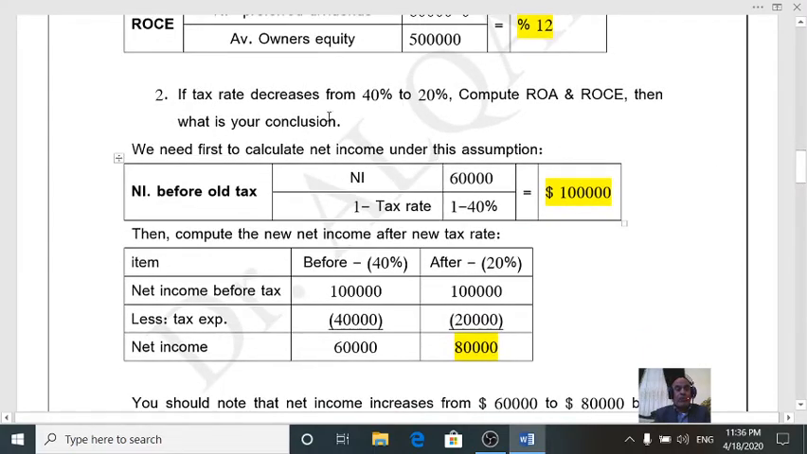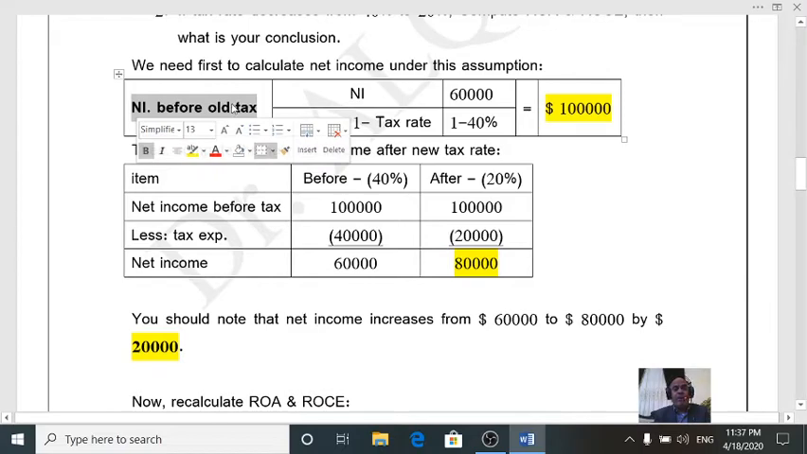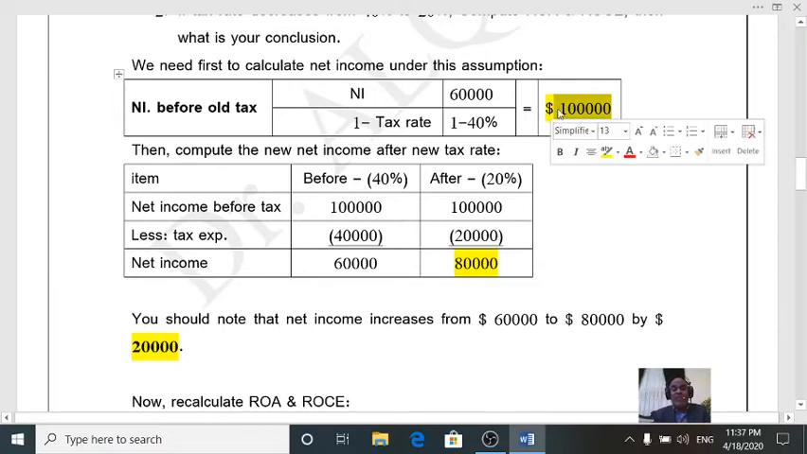Now, in the second stage, we want to compute return on common equity and return on assets if the tax rate decreases from 40% to 20%. First of all, we need to calculate net income under this assumption by computing the net income before the old tax rate. Net income over one minus tax rate equals 60,000 over one minus 40%, which equals 100,000. This number is net income before tax.